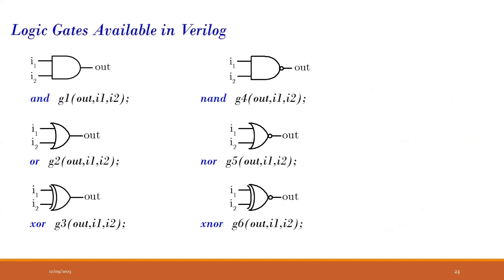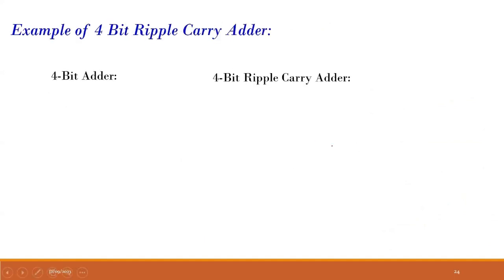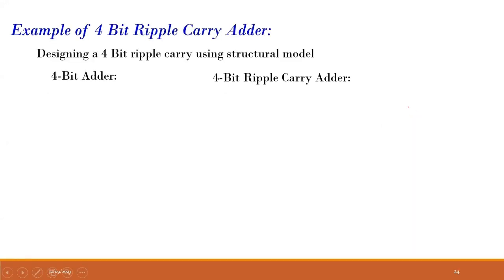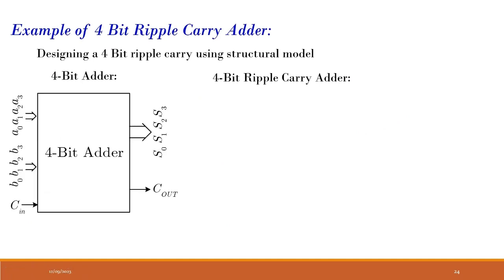Then we can also have a NOT gate. Suppose the input is A, the output will be A bar. Now we can design a 4-bit adder.